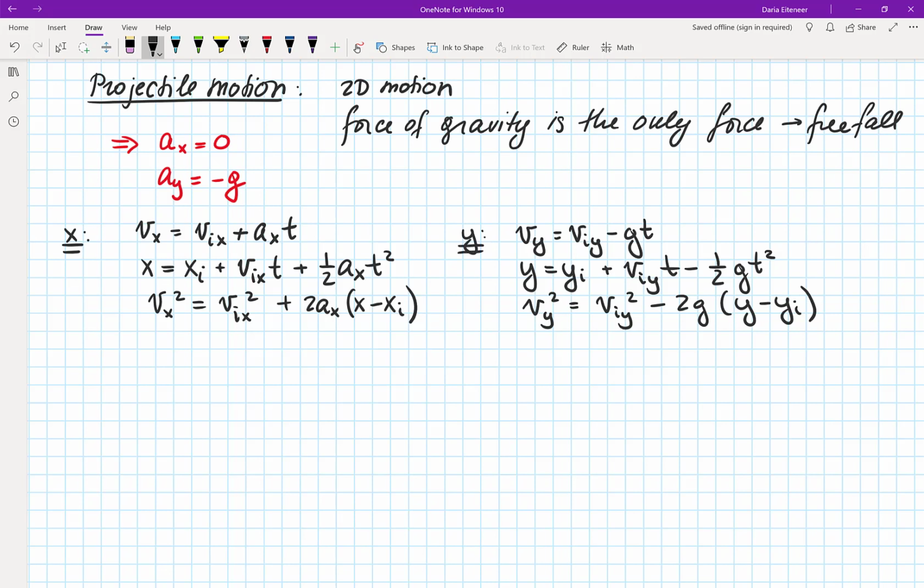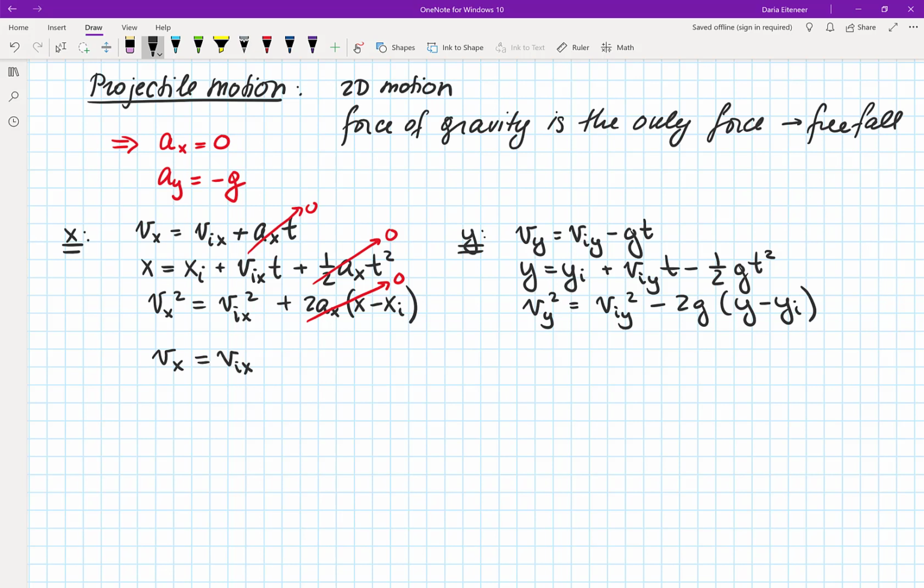Now, y direction, since it's free fall, technically it's already as simple as it gets, right? So that's all there is to it. Those are our equations for y. For x, we can make simplifications. Remember how we said ax is equal to 0? So let me get rid of all of the terms that have ax in them. And then what do we have? Well, the first equation just turns into vx equals vix.